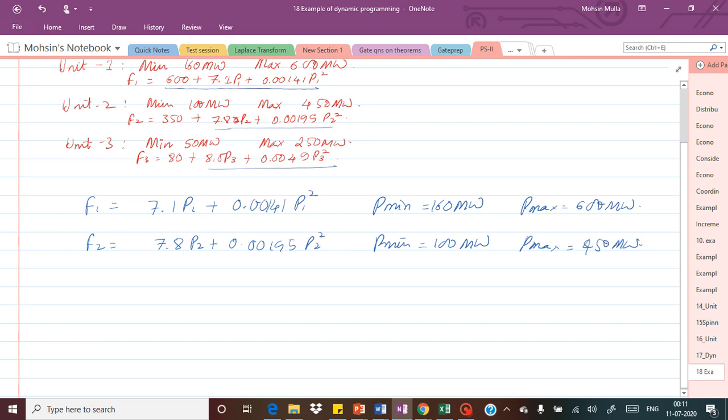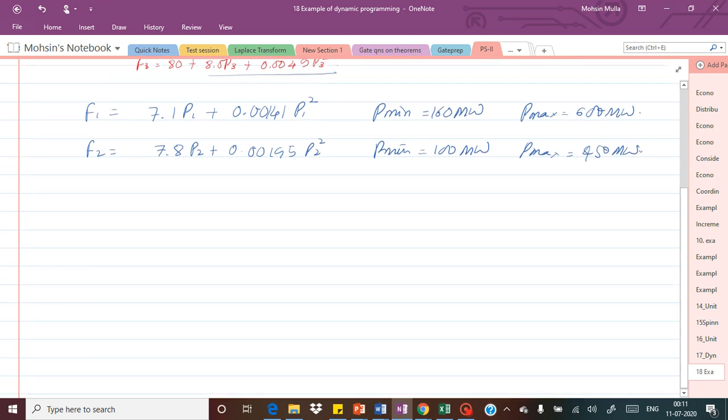Now let us consider one particular demand, a load value. Suppose the pd is 500 megawatt. Let us try to find the cost here.